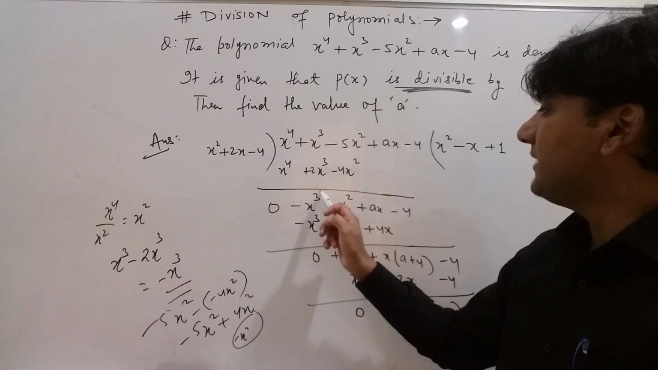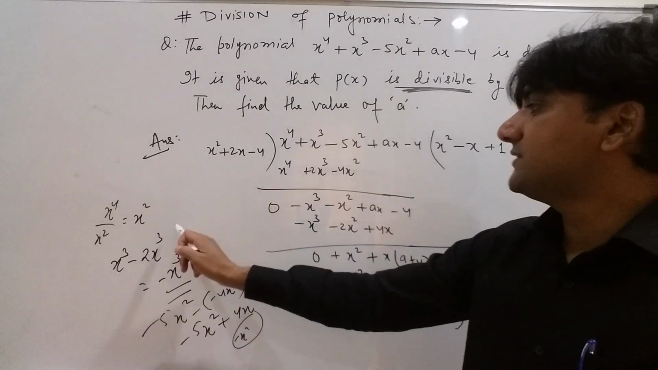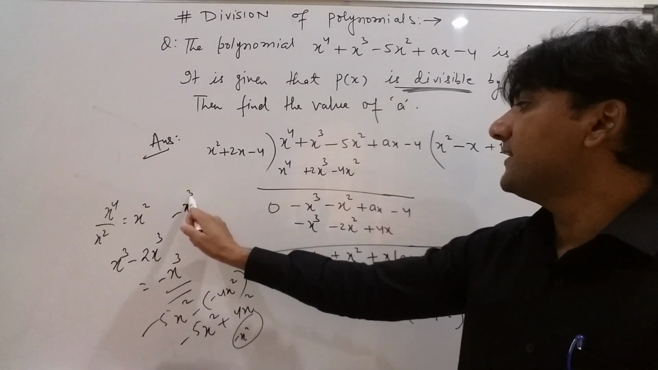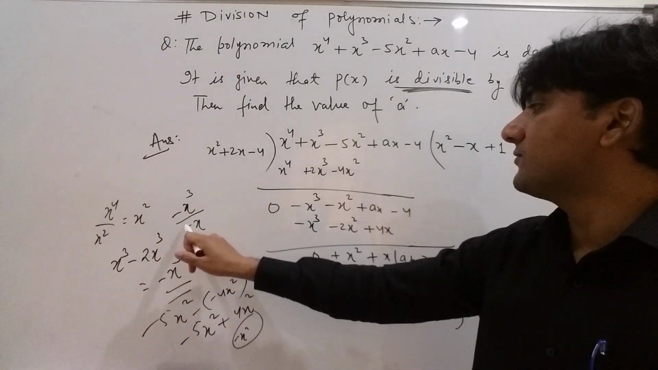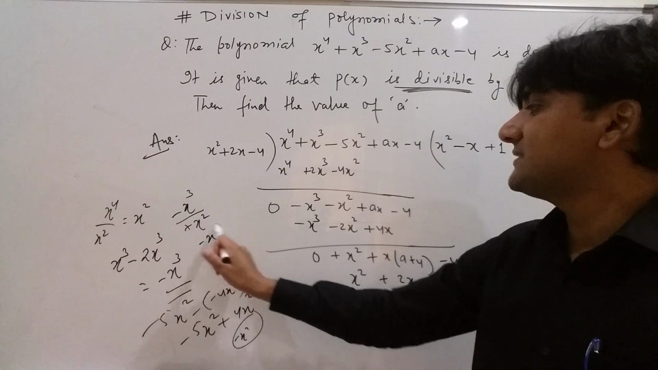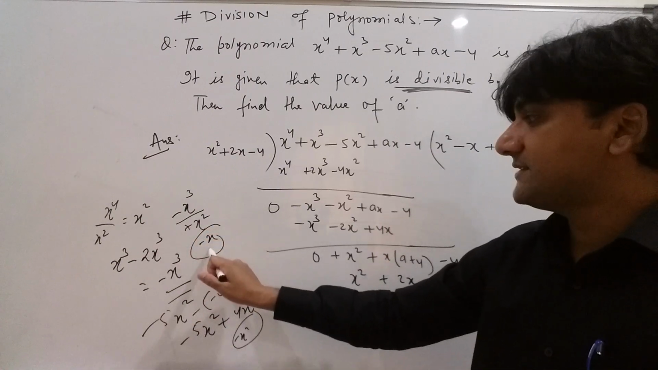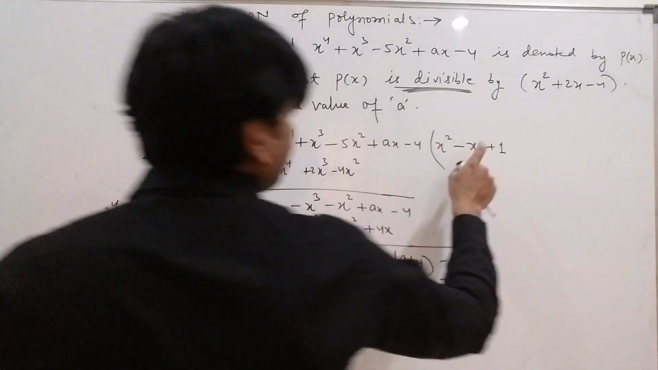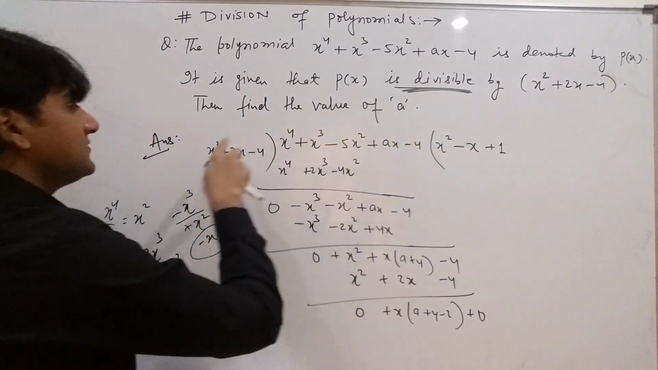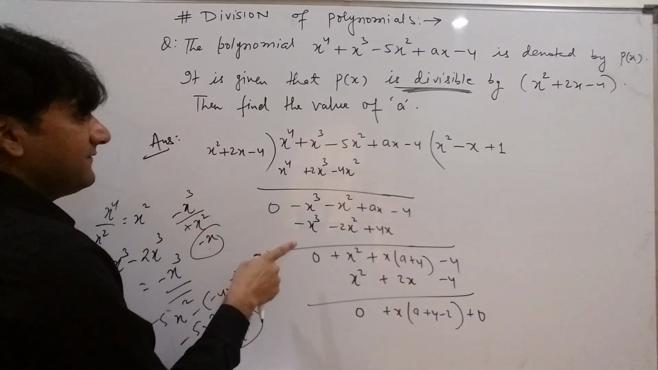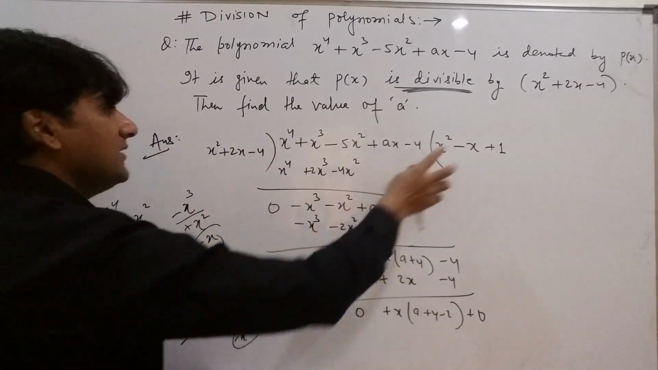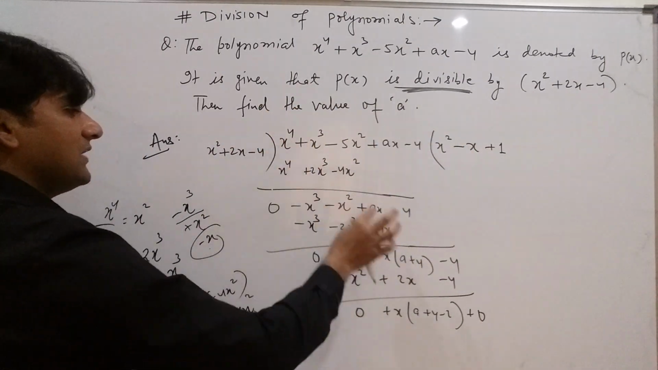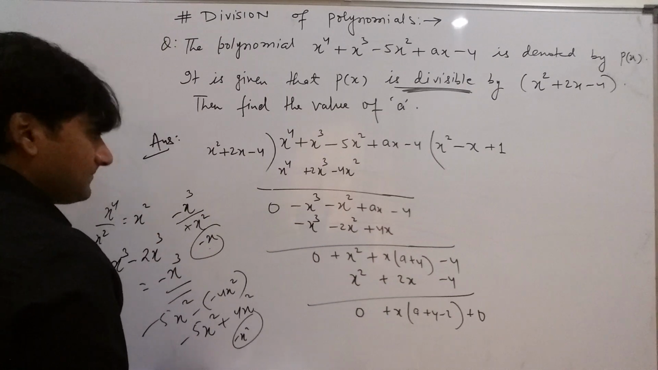Now this is minus x cubed and this is x squared. So it is divisible. So minus x cubed over x squared, then minus x I will get. That's why here I have written minus x. Now this minus x you have to multiply with this x squared. Then you will have minus x cubed. Minus x times 2x, minus 2x squared. Minus x times minus 4, you will have plus 4x.